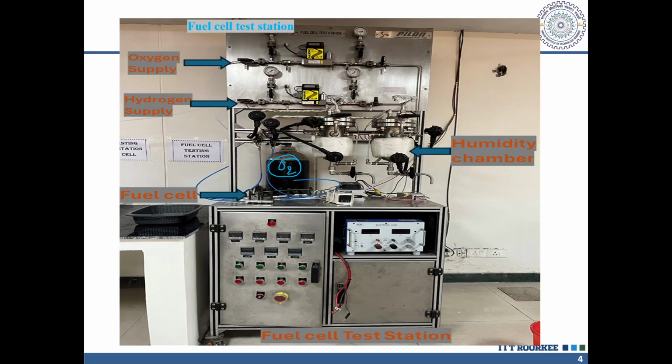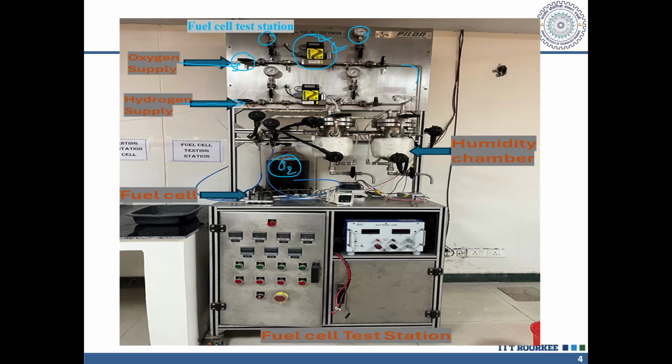This is the hydrogen supply. The hydrogen is supplied through this pipe, and the oxygen is supplied through this pipe. Is it okay? Yes. We are controlling the flow rate using this valve. These are pressure gauges, and this is the flow rate measurement. We can control this flow rate, and whatever pressure I desire, it will show.